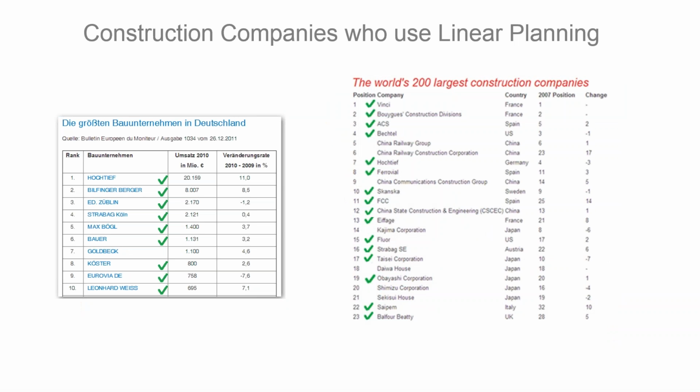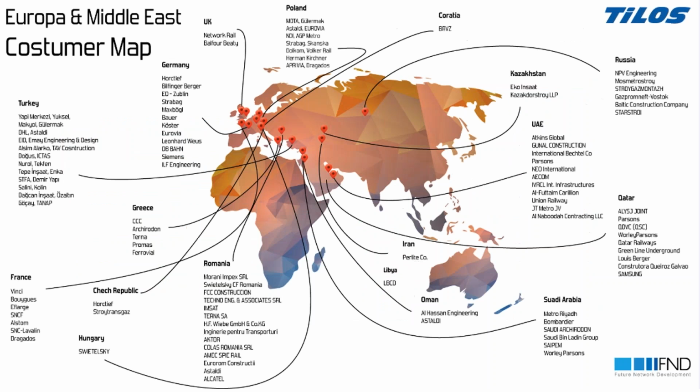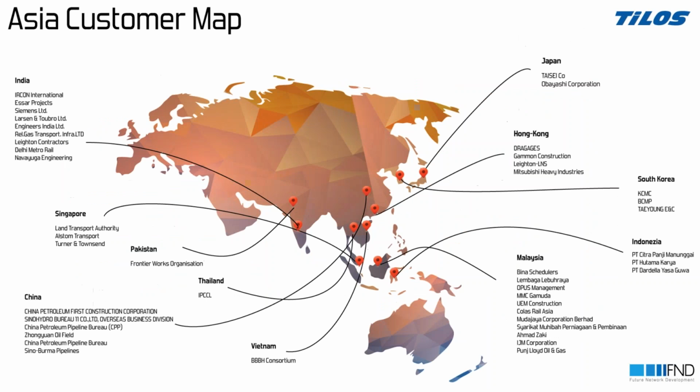by 19 of the top 25 construction companies, such as Vinci, Bouygues, ACS, Bechtel, Hochtief, Ferrovial, Skanska, FCC, China State Construction, Eiffage, Fluor, Strabag, Taisei, Obayashi, Saipem, Balfour, and many others, who are using TILOS in their projects. These are some of the customers using TILOS in Europe and the Middle East, and these are some of the customers where TILOS was implemented successfully in Asia and the Pacific.